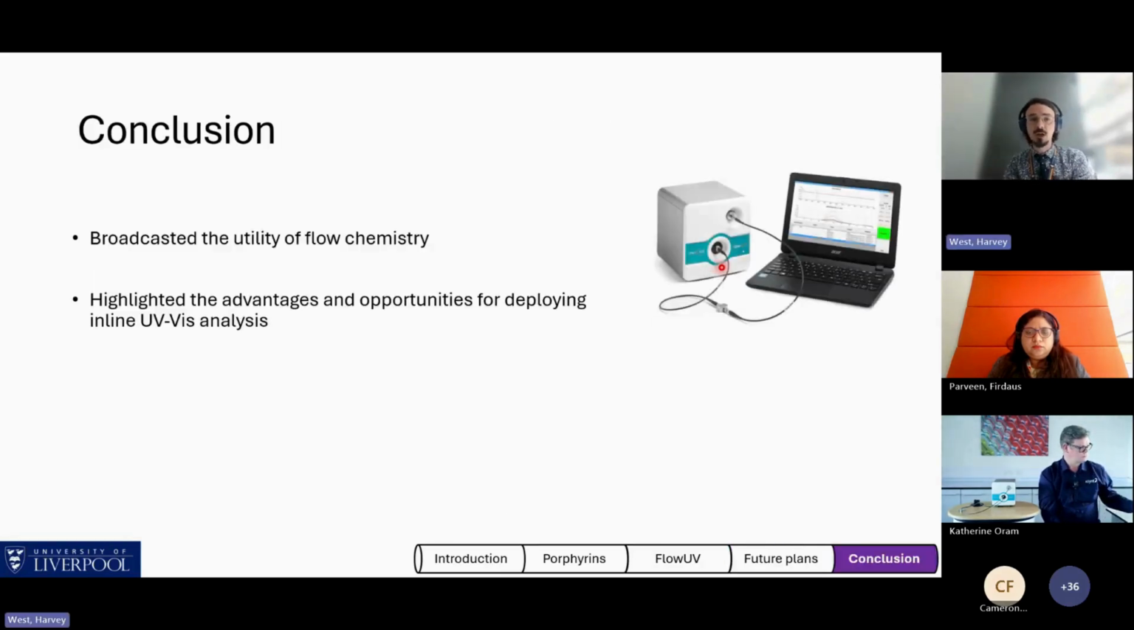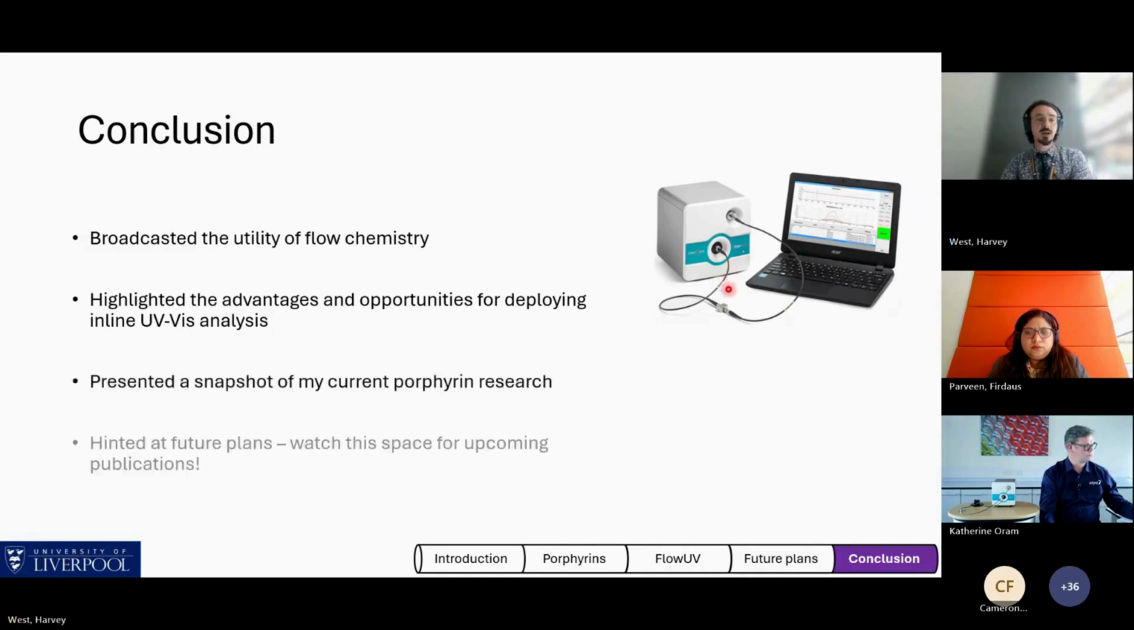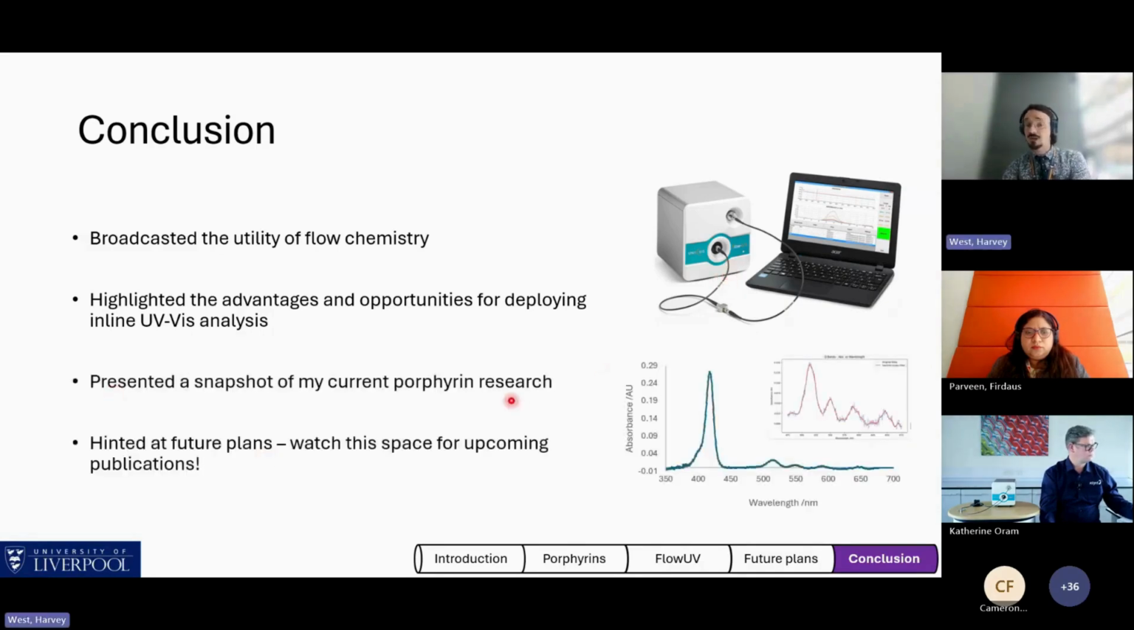So in conclusion, I'd like to hope that I've broadcasted the utility of flow chemistry to the audience today, alongside highlighting some of the key advantages and opportunities for, in particular, inline UV analysis, but just UV analysis in general, and merging that with flow chemistry setups. I presented a small snapshot of my current porphyrin research with some more of my real data just here, and given a little sprinkling of a hint at my future plans.